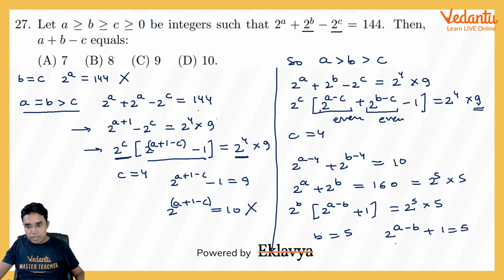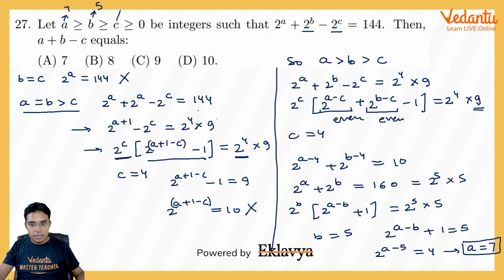So as b is 5, 2 power a minus 5 will become equal to 4, and this will give us a to be equal to 7. So you can see the values of a is coming out to be 7, b is coming out to be 5, and c is coming out to be 4. So answer here would be a plus b is 12 minus 4 is 8. 7 plus 5 is 12, 12 minus 4 is 8. So answer is B for this question.